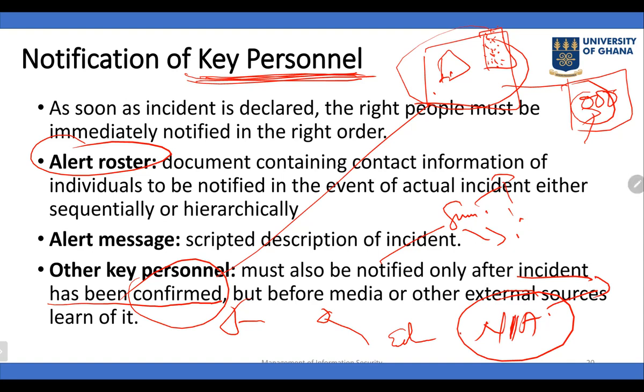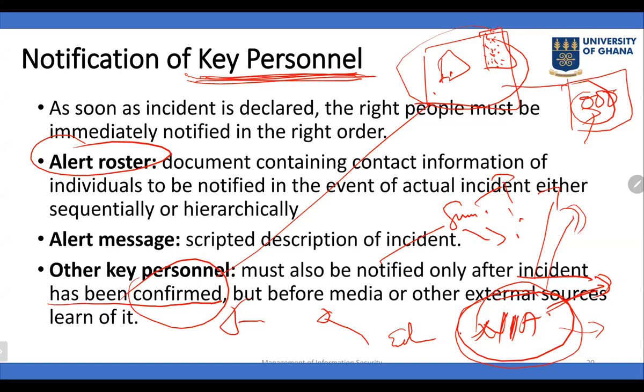So imagine that the National Identification Authority has their data compromised. You see that there would be a lot of interest from the media and also other people. But the issue has to be handled within first. And then, better still, I always recommend that if it is an incident, you handle it, and after it has been handled and everything is in order, then you can alert the media.